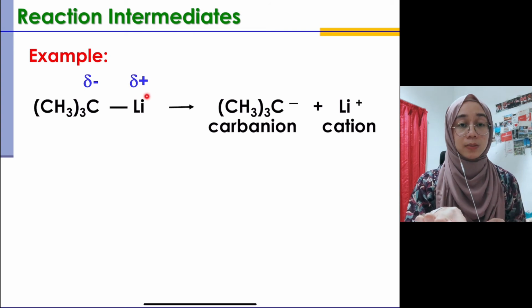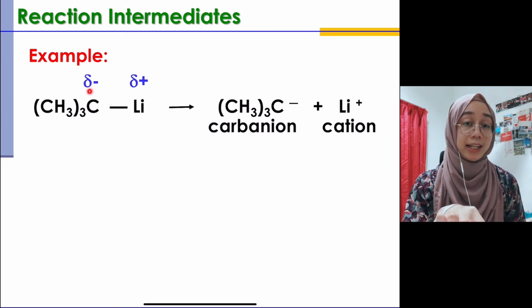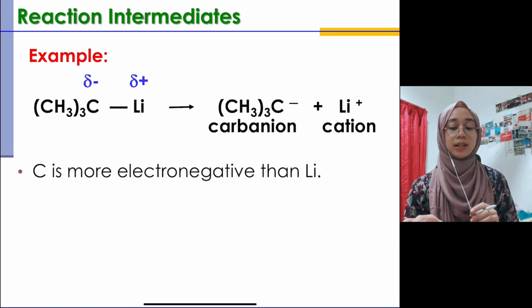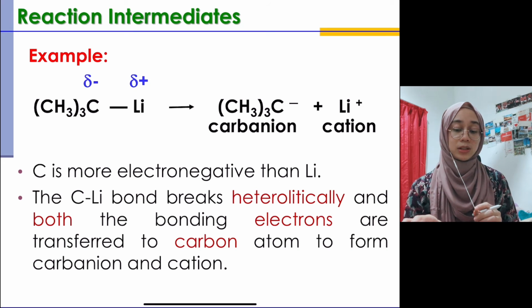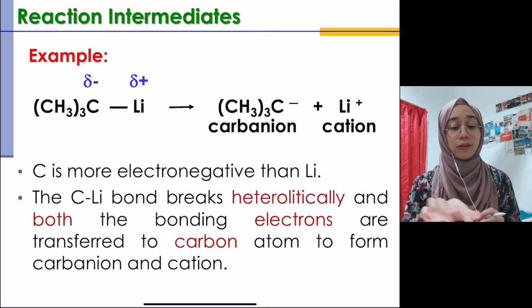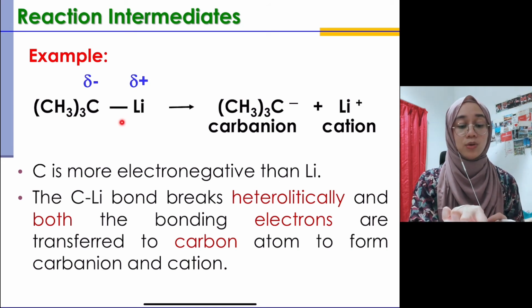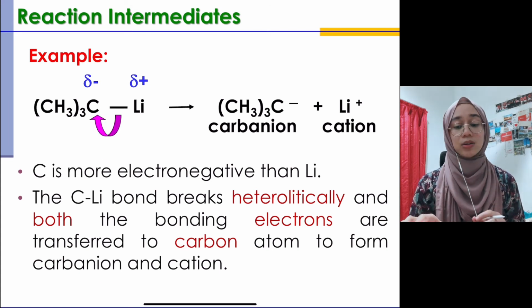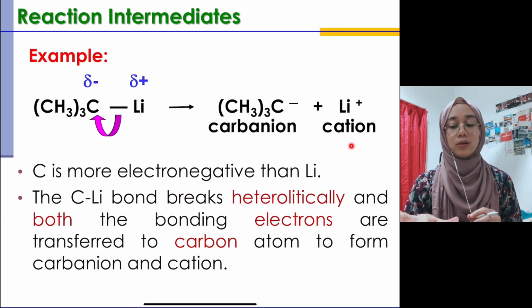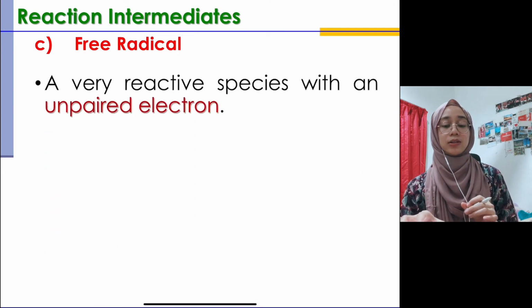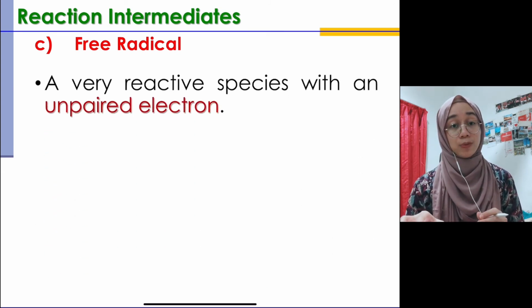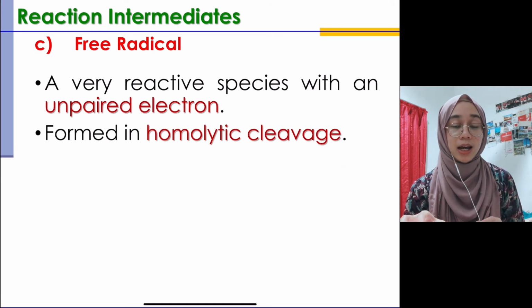So since lithium is more electropositive, dia akan menyebabkan carbon jadi partially negative. Okay, so carbon is more electronegative, so the carbon lithium bonds break heterolytically, where both of the electrons here will transfer to carbon. Okay, so terhasillah carbanion and also cation. Okay, and last kali kita ada free radical. So free radical adalah species with unpaired electron. They form in homolytic cleavage.